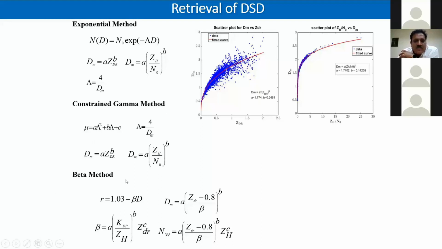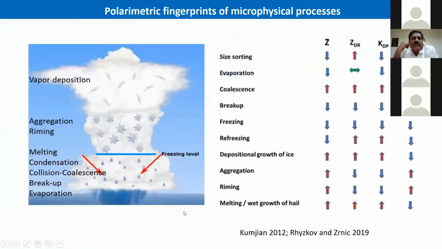And then there is another method to calculate the DSD. It's called the beta method. Instead of assuming that raindrop size and shape follow a particular relation, they take this coefficient as a variable, like beta. Using this and all the other radar parameters, we can calculate the raindrop size distribution. So we can directly retrieve the raindrop size distribution, and also we can get the microphysical processes, like these several processes I have listed here, happening inside the cloud at different heights of the cloud.